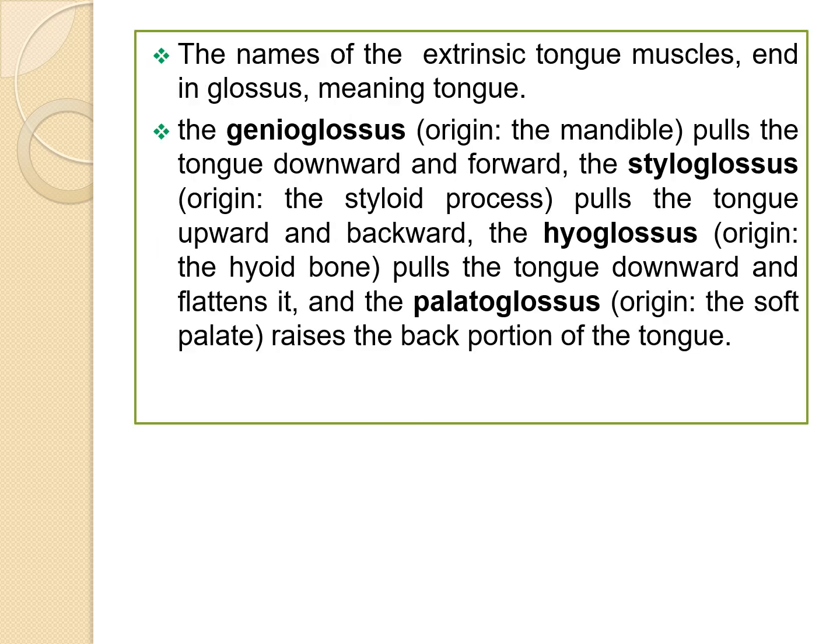An important point is the names of the extrinsic tongue muscles, they end in glossus. Ending will be glossus, meaning tongue. For example, the genioglossus. Here the origin is mandible, pulls the tongue downwards and forward. Whereas styloglossus pulls the tongue upward and backward. And hyoglossus, it pulls the tongue downward and flattens it. And the palatoglossus raises the back portion of the tongue.